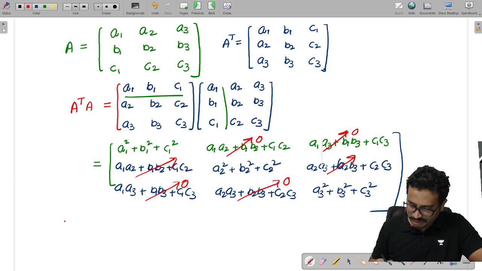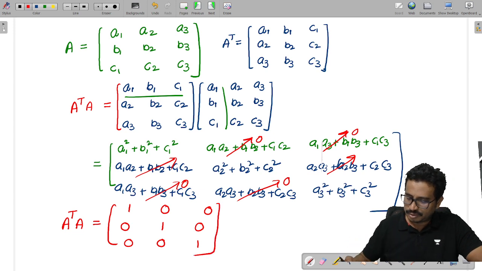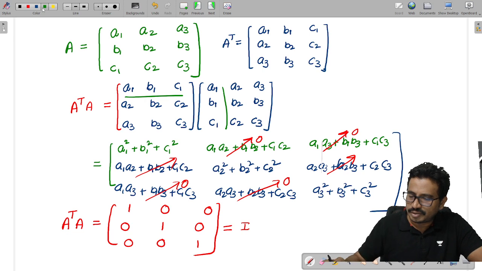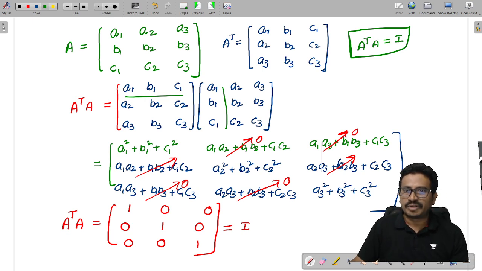Now you can see here, that is A into A transpose into A. See what I will get now here. This is 1 0 0 0 1 0 0 0 1. So this is nothing but the identity matrix. So that means I can say this is A transpose into A, which is nothing but the I matrix. Then what is the determinant of the matrix?